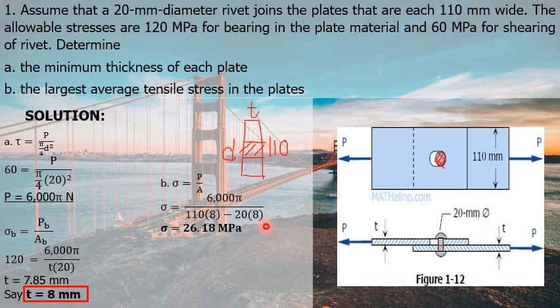You will get a tensile stress smaller than 26.18 megapascals. So therefore, the largest average tensile stress in the plates is 26.18 megapascals.